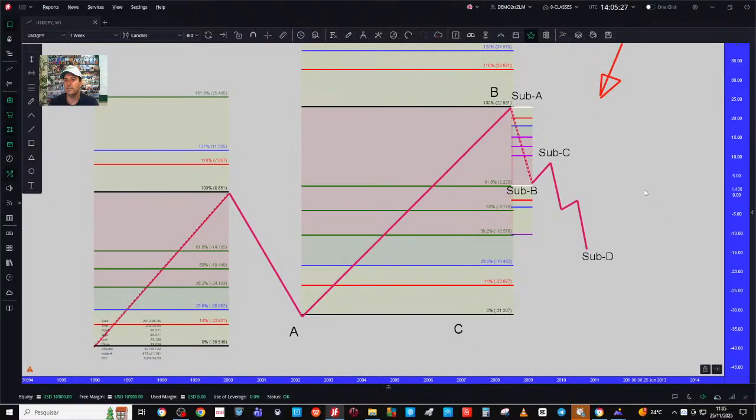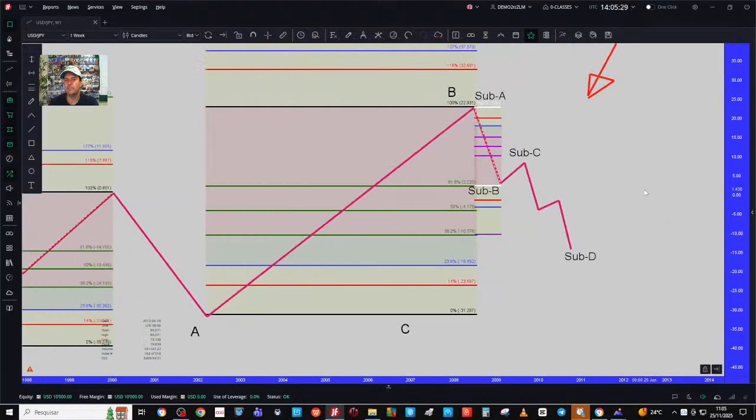Now, the same rules apply in charting the contrarian.